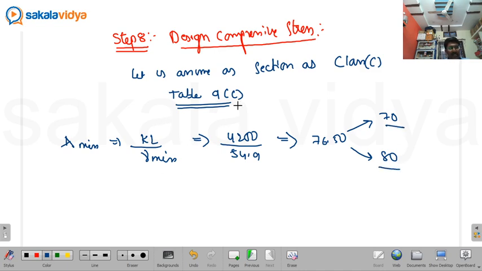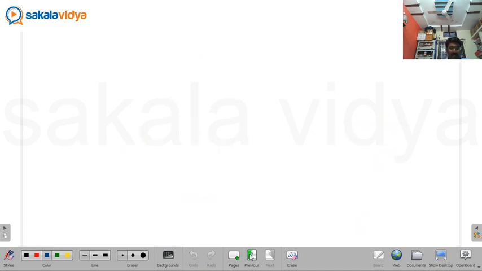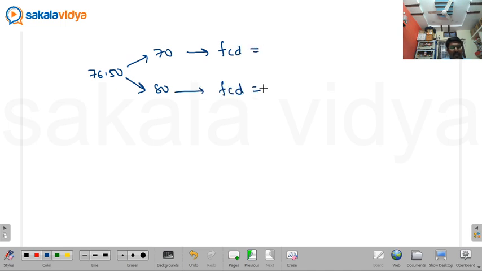So based upon what parameters are we going to find design compressive stress? By using the slenderness ratio and the given yield stress. By referring to table number 9C, we are going to solve for design compressive stress. So as the value we got, 76.50, lies between 70 and 80, let us refer to table number 9C.